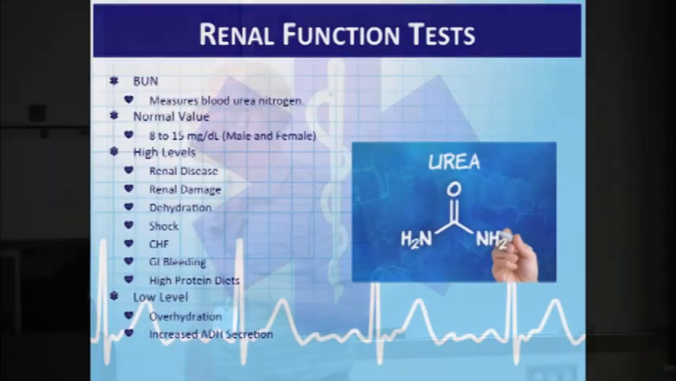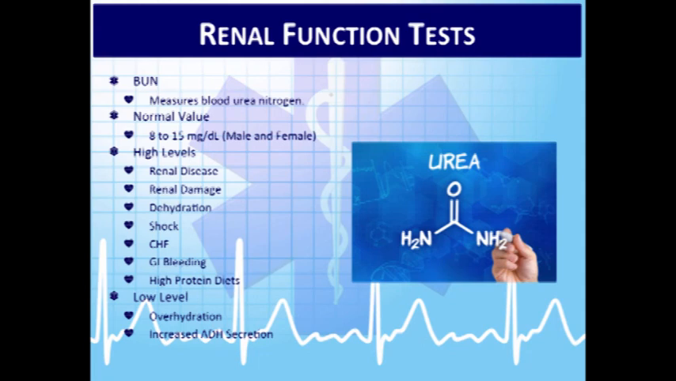All right. Kidney function tests. I'm just going to hit the most common ones. There's a whole bunch of them. BUN, blood urea nitrogen, measures the amount of urea nitrogen in the blood. Pretty obvious. Has a normal value of about 8 to 15 milligrams per deciliter. It goes up when your kidneys can't get rid of it. All right? It's produced by a number of things in the body.